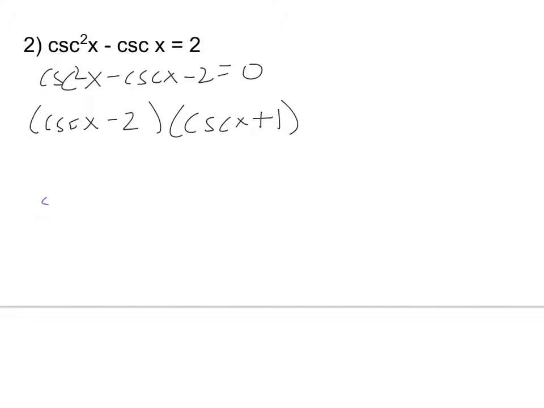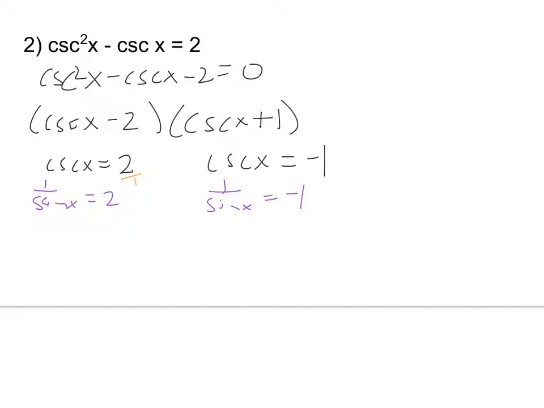So now I can set both of these equal to 0. I'm not going to change it to my other trig functions until it's all by itself. So these are what I have so far. But now I want to change it to sine, and the reciprocal of cosecant would be sine. So this would be 1 over sine x is equal to 2, and 1 over sine x is equal to -1. So you flip both of those. This is over 1, this is over 1. So sine x is equal to 1/2, and sine x is still equal to -1.